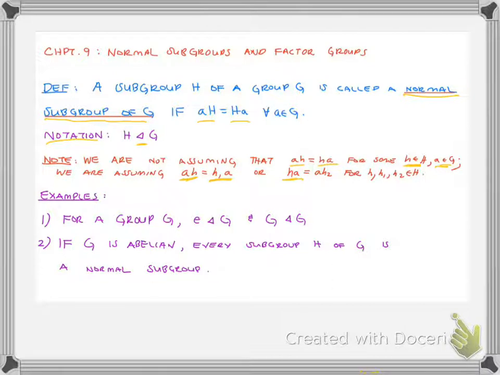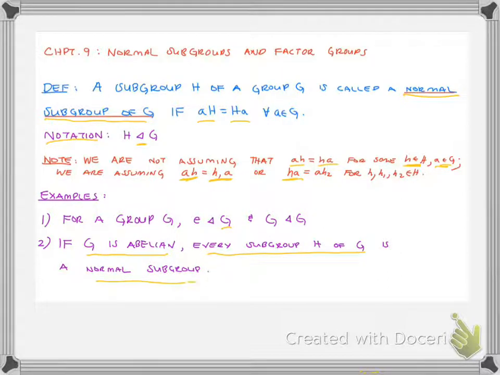Just some examples. One: for group G, the identity subgroup is a normal subgroup of G. That's kind of clear, because the identity element, by definition, is going to commute, so the left cosets will equal the right cosets. And G is a normal subgroup of itself. The second example: if G is abelian, then every subgroup H of G is a normal subgroup.